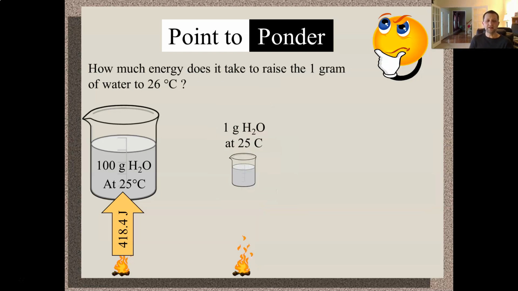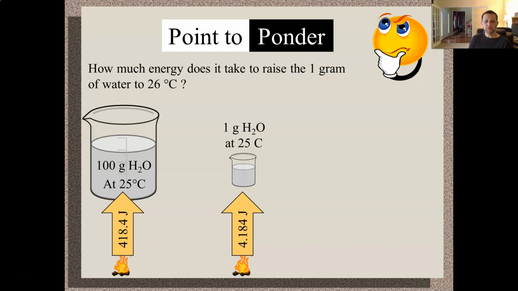So let's take a look at the next slide here where we have the same substance, which is water, but instead of looking at 100 grams of water, we're going to look at 1 gram instead. So how much energy does it take to raise the 1 gram of water to 26 degrees Celsius? Well, we have 1/100th of our sample size. Instead of 100 grams, we have 1. So therefore, our energy required to heat up that 1 gram by 1 degree Celsius should be 1/100th of what it took for the beaker on the left, which is true.